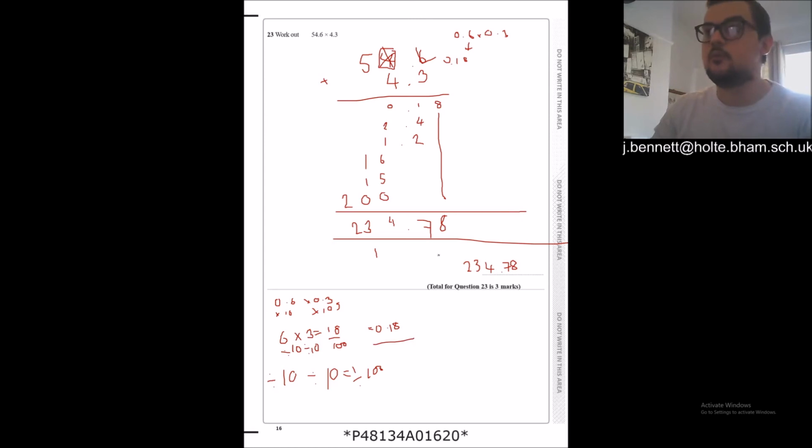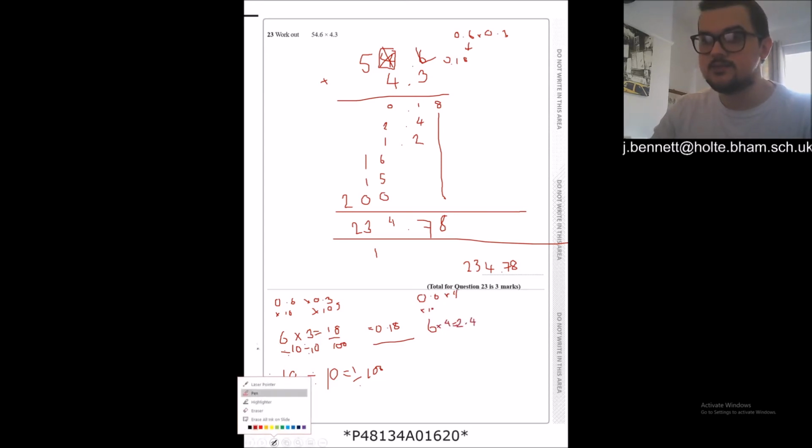And basically just for every one of these things, separating them out into this kind of sum. So 0.6 times 0.3. The next one was 0.6 times 4. So we write 0.6 times 4. Again, we times this by 10. We get 6 times 4, which is 24. No, that's.